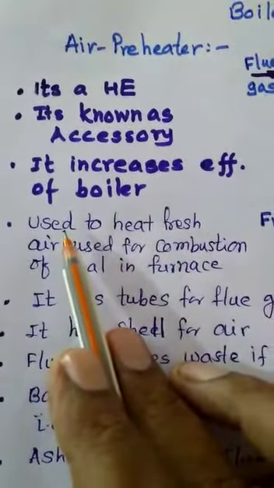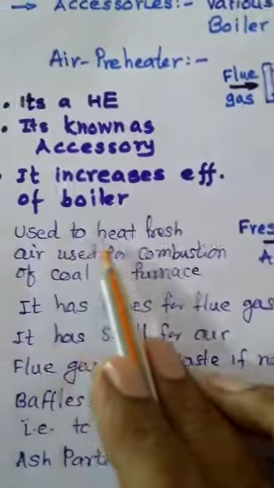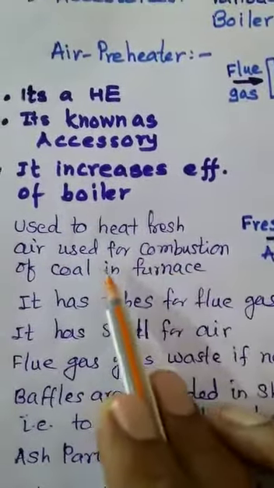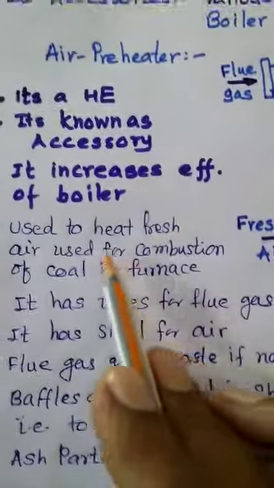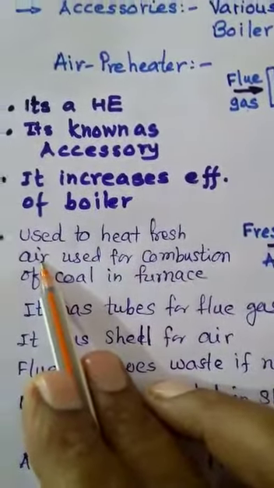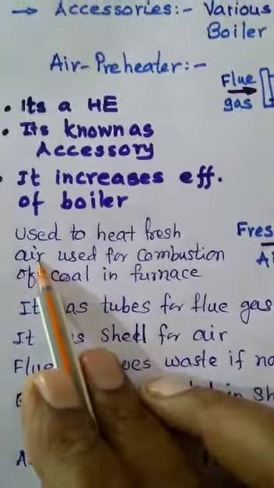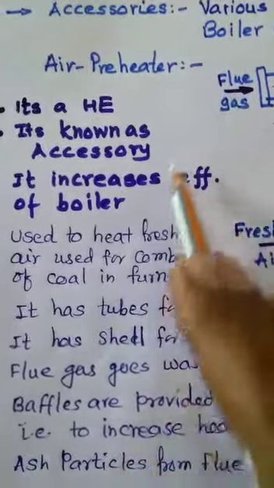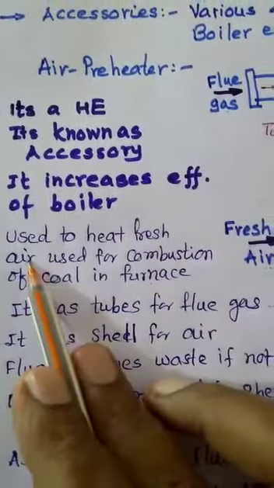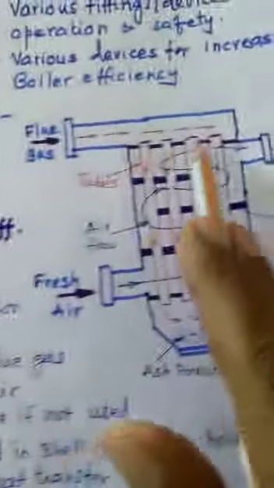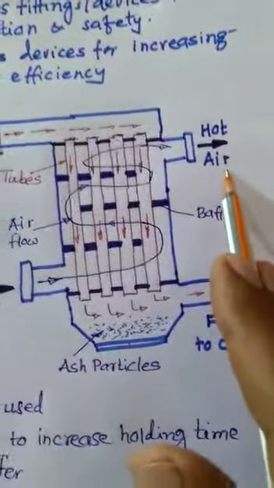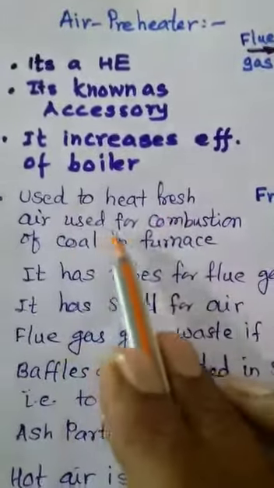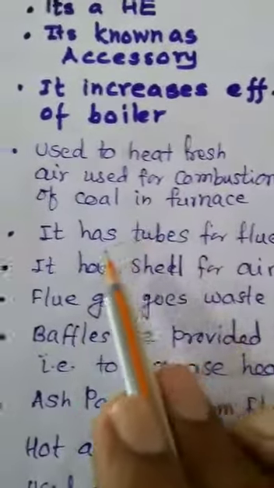Now the main function. It is used to heat fresh air used for combustion of the coal in the furnace. So instead of providing cold air directly for combustion, what we do is, by using the waste flue gases, we are heating this fresh air. So the fresh air temperature increases and it comes out as hot air.